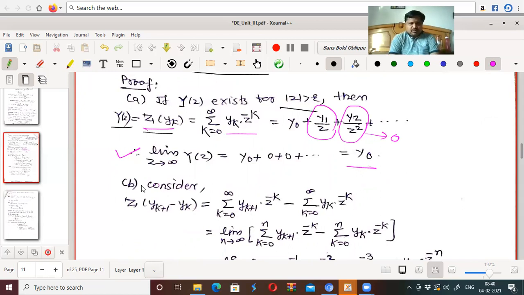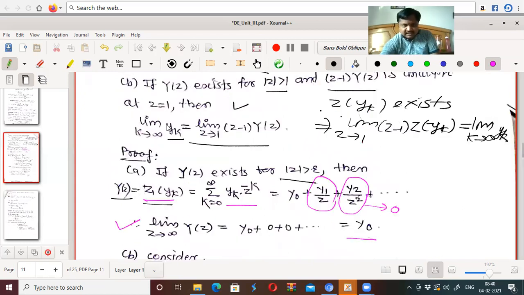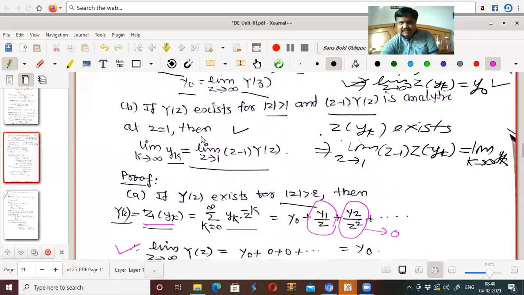To prove the second result, what do we have to show? If capital Y of z exists for mod z greater than 1 and z minus 1 times capital Y of z is analytic at z equal to 1. Analytic at z equal to 1 means differentiable not only at 1 but in the neighborhood of 1 also.